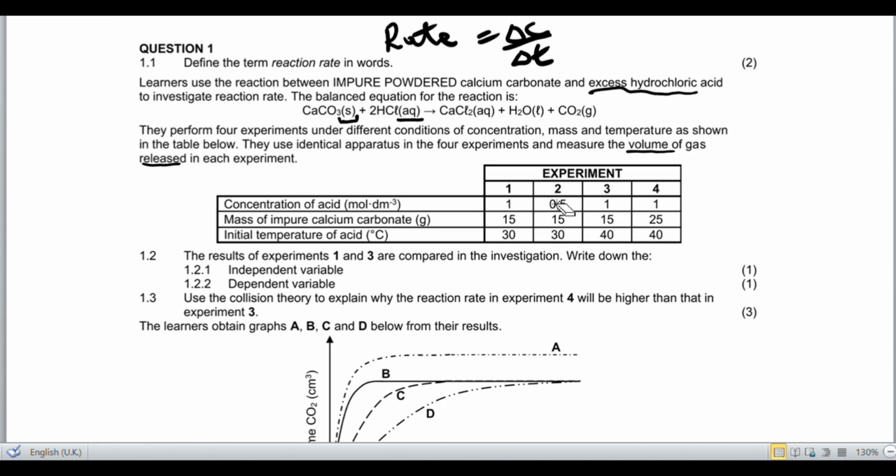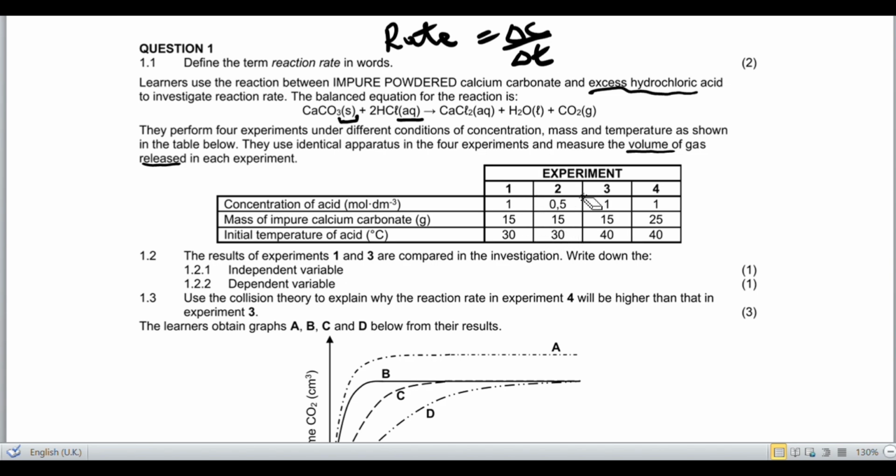If we look at 1 and 2, in experiment 1 there is a concentration of 1 and there is a concentration of 0,5 in 2. But everything else is the same: the temperature is the same, the mass of calcium carbonate is the same. The only difference is on the concentration of hydrochloric acid. There is only one thing that makes them differ, only one, which means the comparison between 1 and 2 is fair, because there is only 1 thing that differs.